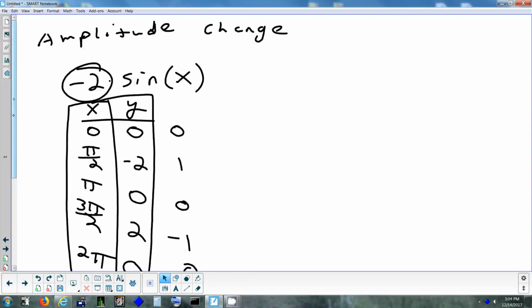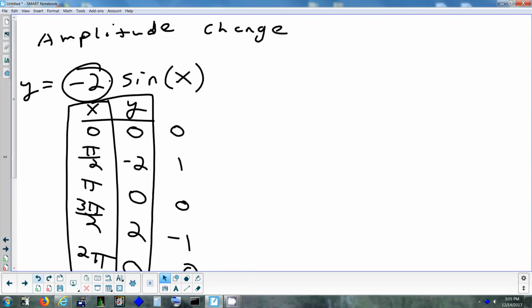Now, separate question: what's the amplitude of that equation? 2. Now, what would be the amplitude now? Negative 2? Still 2. Amplitude is a height, and height is a distance, so that's always positive. The negative has no effect on the amplitude. What the negative did do was flip the graph. Any questions on that? So that's your amplitude change.